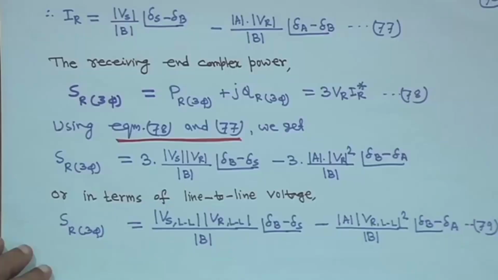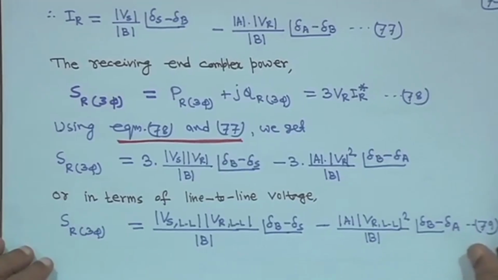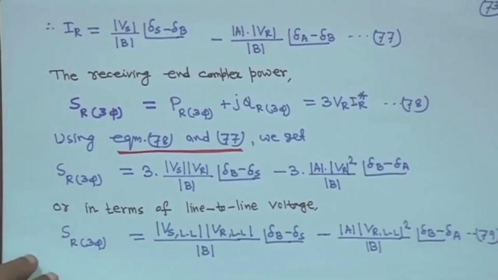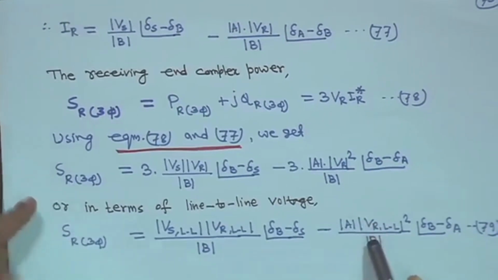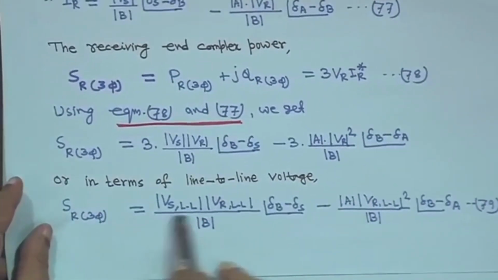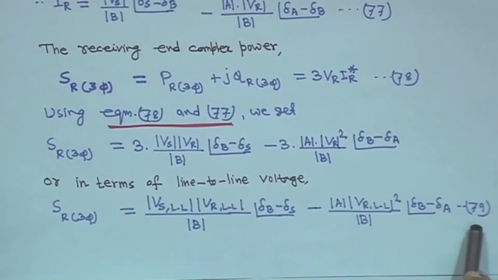So, we will come back to this thing, right. Therefore, just hold on. So, this is that expression for receiving end 3 phase power, right. This is equation 79, right.